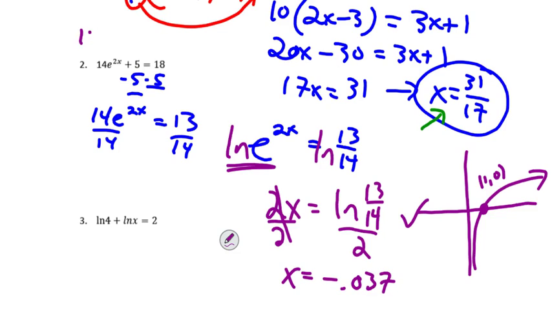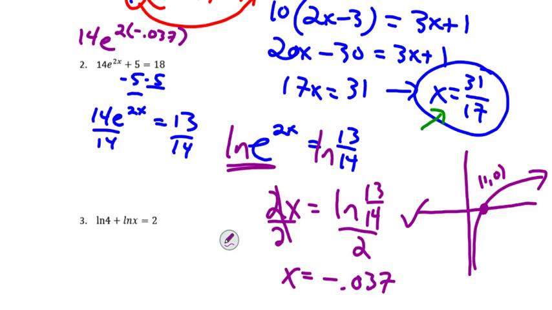Well, plug it in. What's 14e to the 2 times negative 0.037? Does that give you an output? The answer is yes. It gives you an output, right? You can take e to a negative, that's okay.